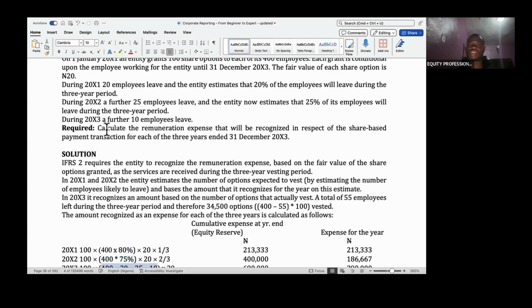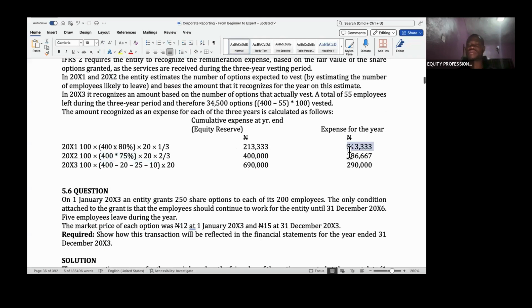Because the examiner will ask you to calculate the remuneration expense that will be recognized in respect of the share-based payment. And these are the expenses. And you see the way I calculated expense in year 2 and year 3, I was looking at the increase in the reserve between the intervening periods. Let's solve another question if you don't have any question for me.